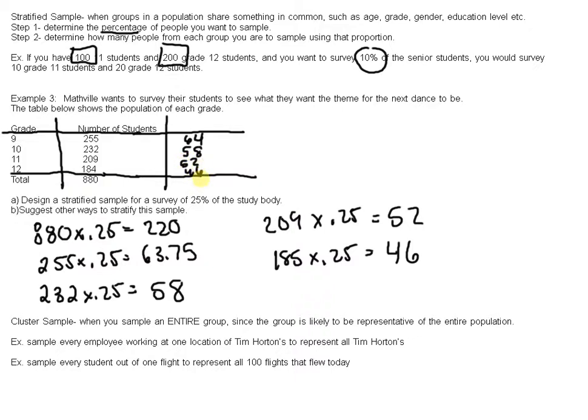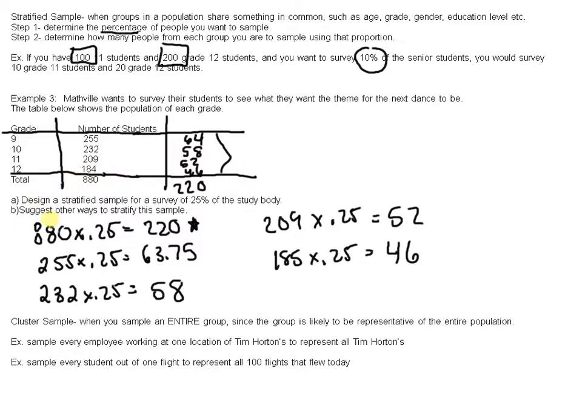52, 46. Now let's add these up and double check that they equal at least somewhere around, yeah. So these right here equal bang on this 220. Okay, so the sample will include 25% from each of these groups.